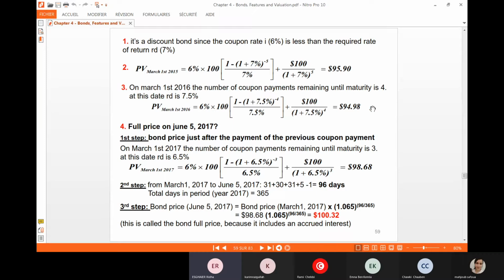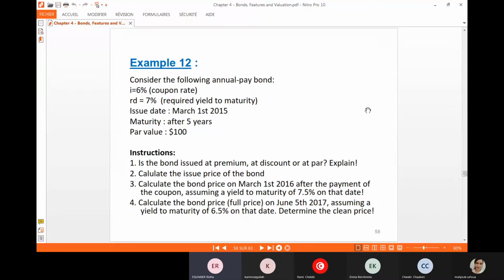We compute the value of the bond. We find $94.98. Now, calculate the bond price, the full price, then the clean price, on June 5th, 2017, assuming that the yield to maturity is 6.5% on that date.